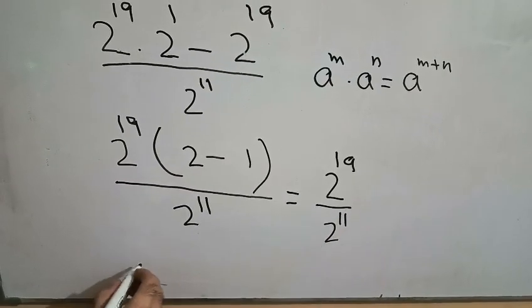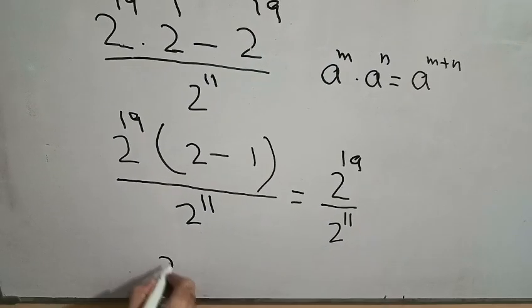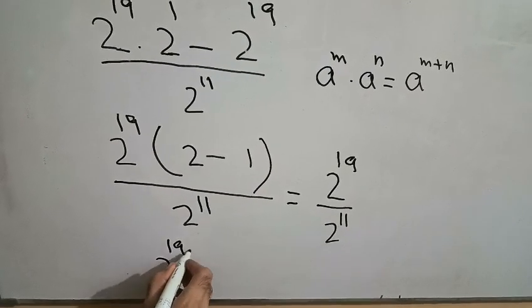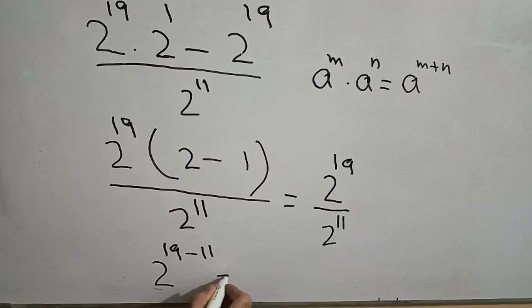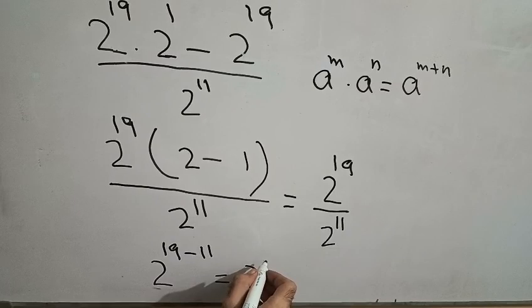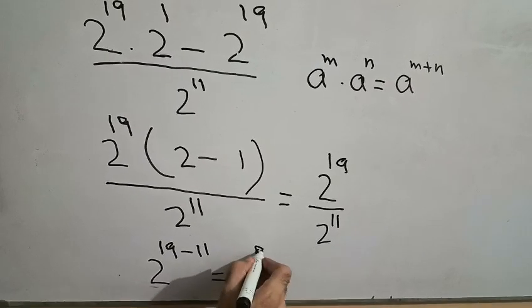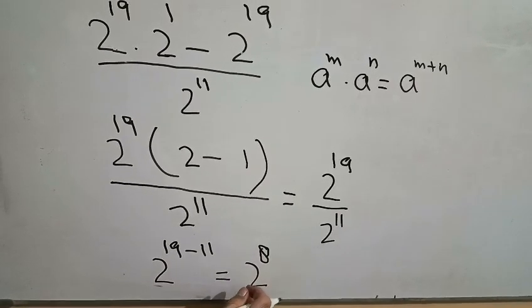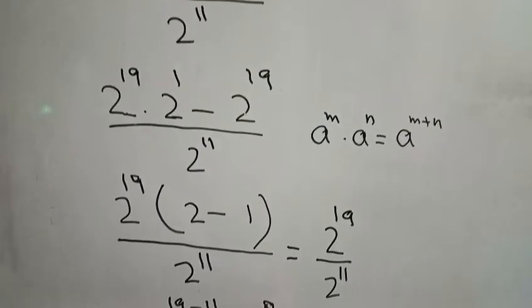Now 2 raised to the power 19 minus 11 is equal to 2 raised to the power 8. So 2 raised to the power 8 is the solution of this question.